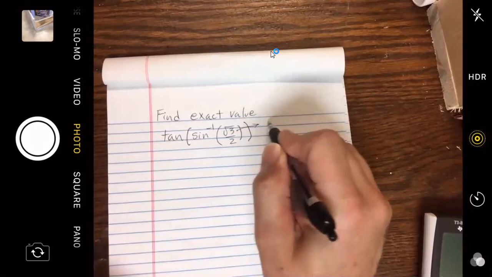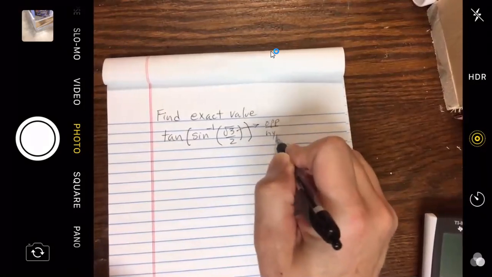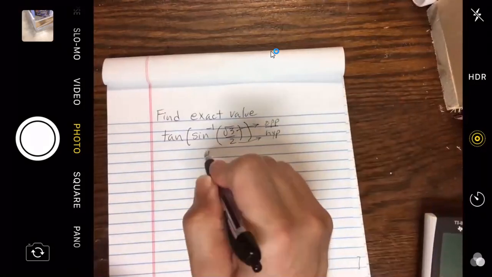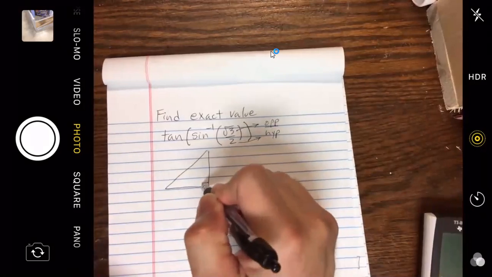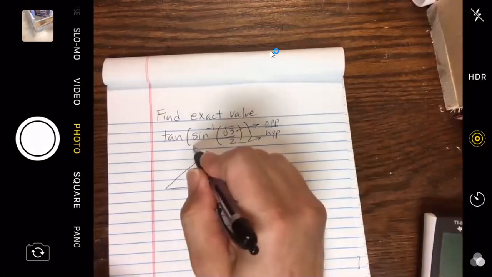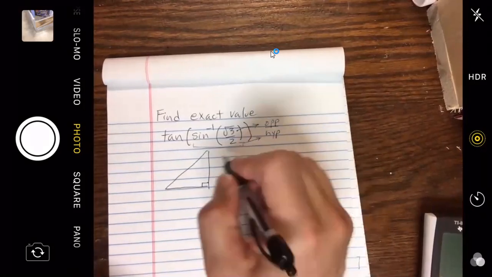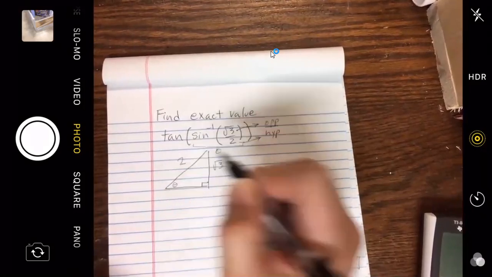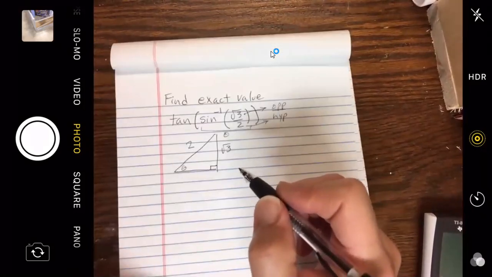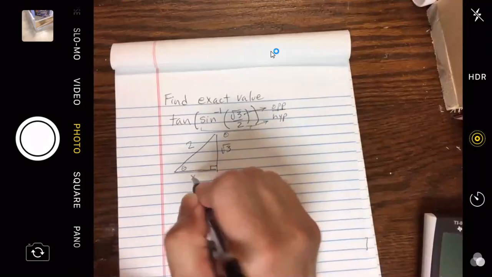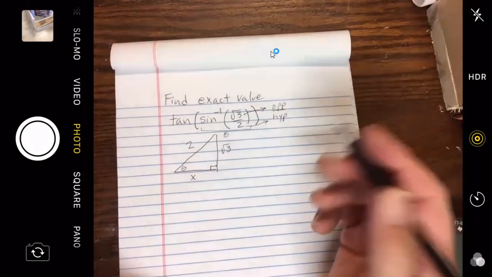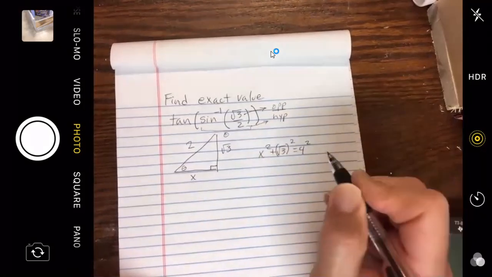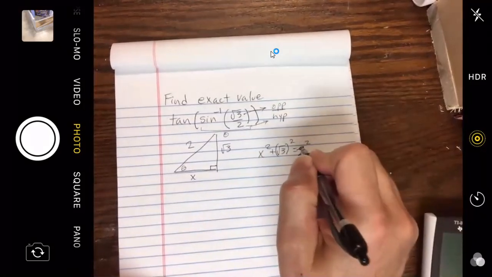This is going to be your opposite, and this is going to be your hypotenuse. So if you label a triangle, you remember these are angles. Arc anything's an angle. So if you put that angle there, opposite is root 3, hypotenuse is 2. You call this side, say, x, or u for unknown. You know, x squared plus root 3 squared would equal 2 squared, which is 4.